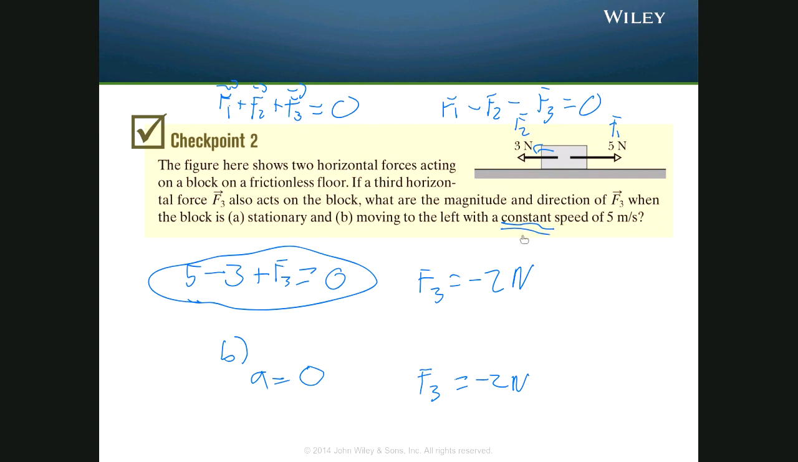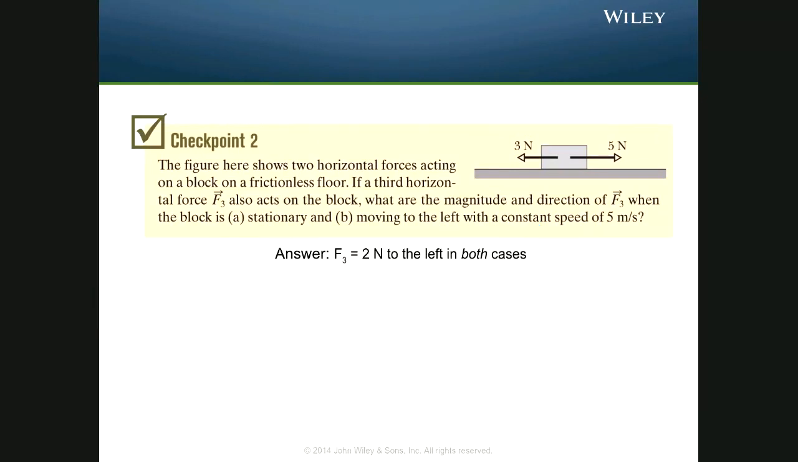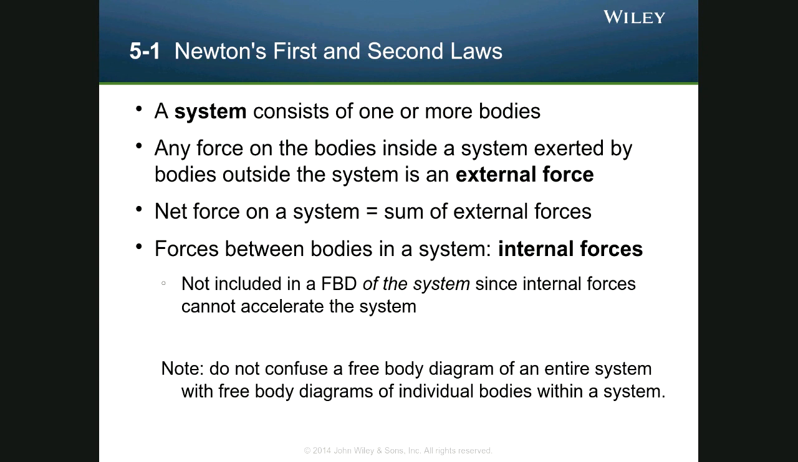Yes, constant speed means acceleration is 0. Okay? All right. So as we go forward, it's 2 to both sides. All right.